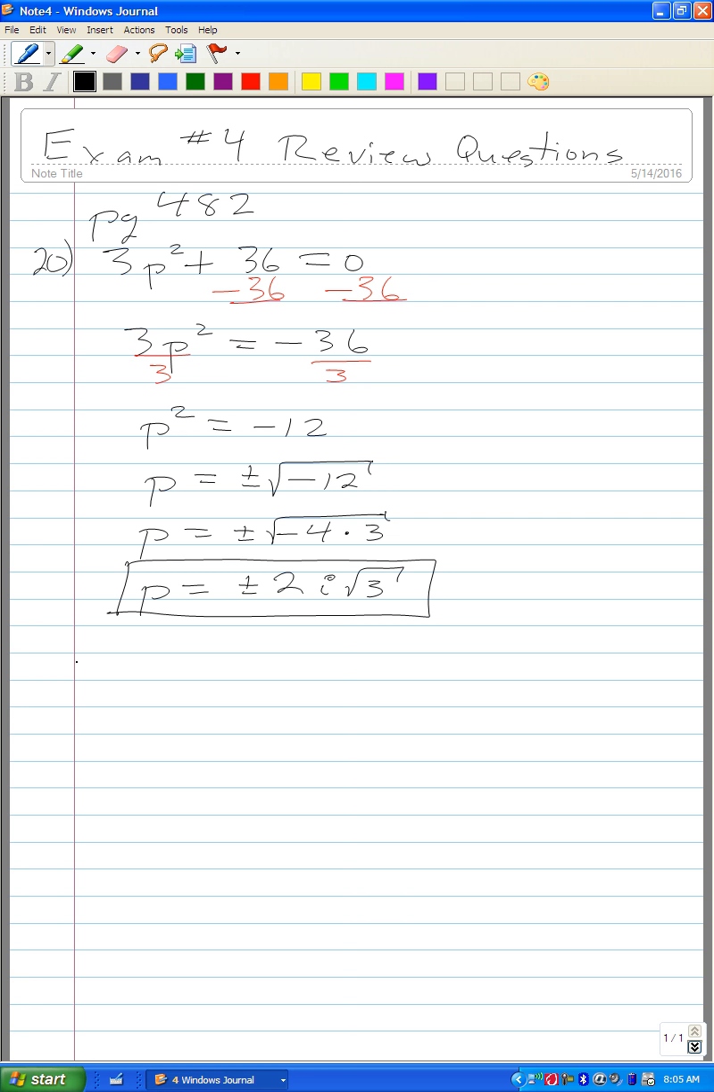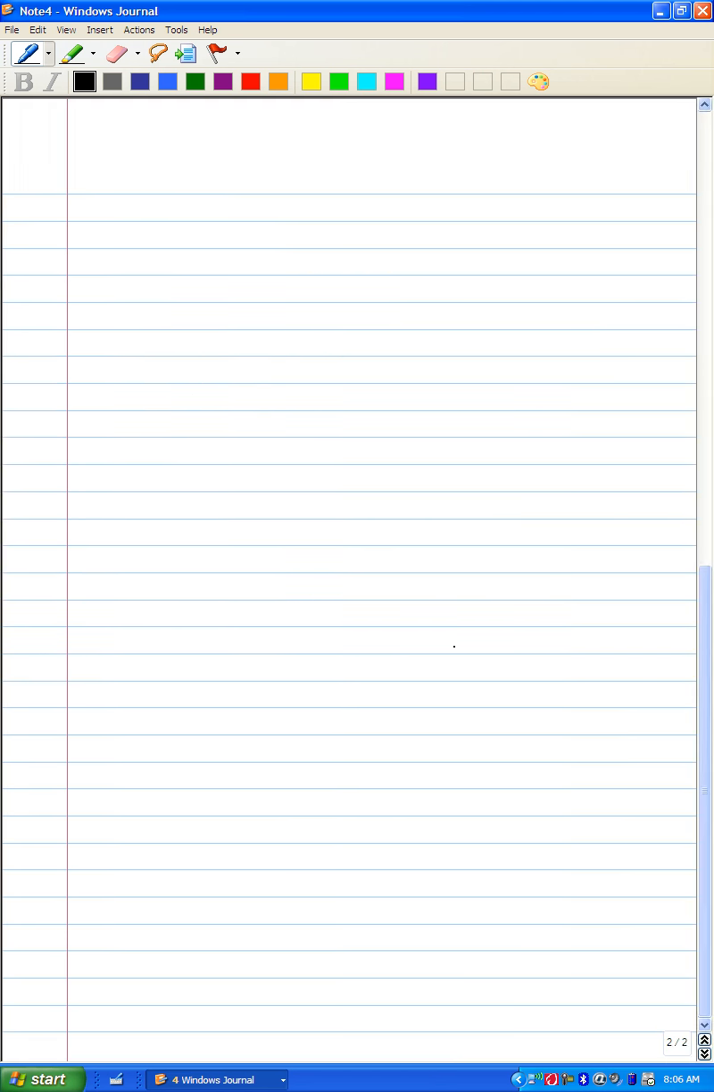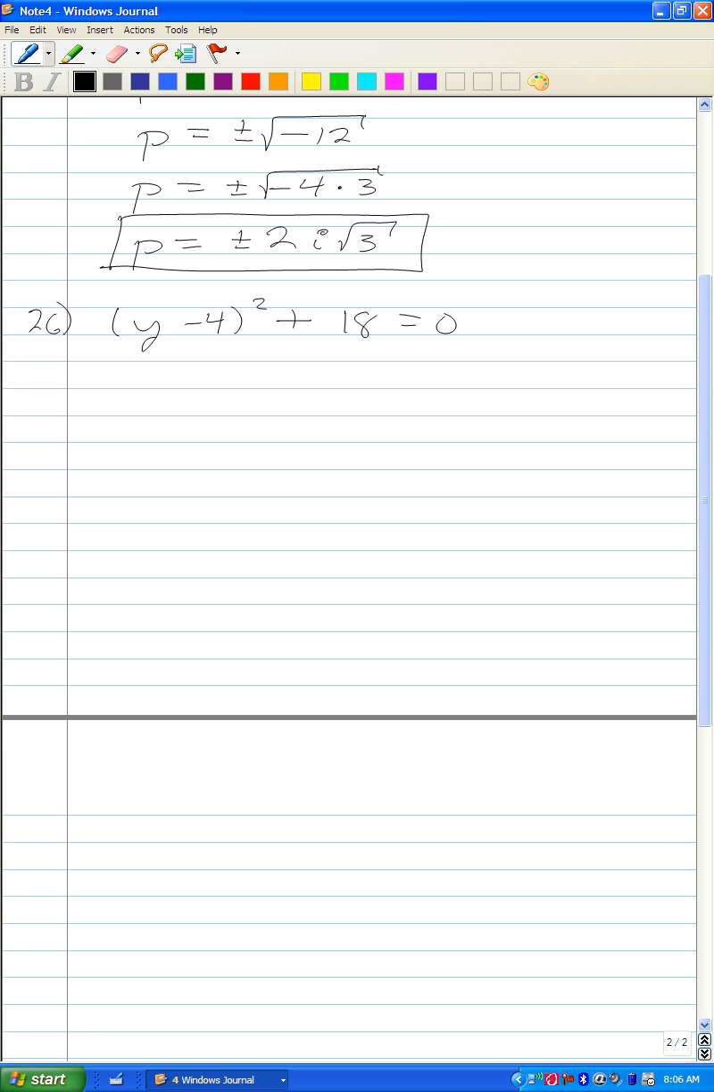Let me do problem number 26. y minus 4 quantity squared plus 18 equals 0. So let me solve that. First, let me subtract 18 from both sides of my equation. And so I have that y minus 4 squared equals negative 18.